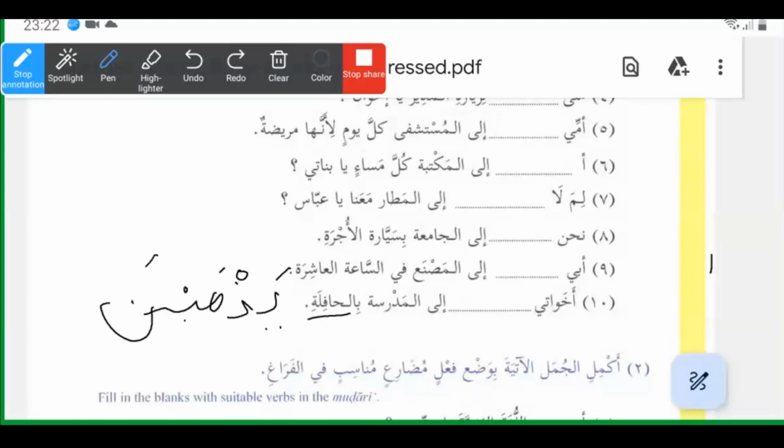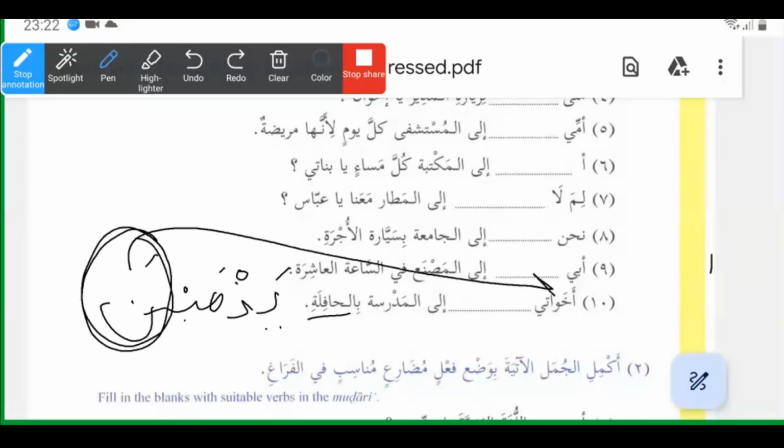Yazhabna. يذهبن يذهبن إلى المدرسة بالحافلة. And in يذهبن, this noon is the fa'il. This is the doer of action, and it means it is going to the akhawat.